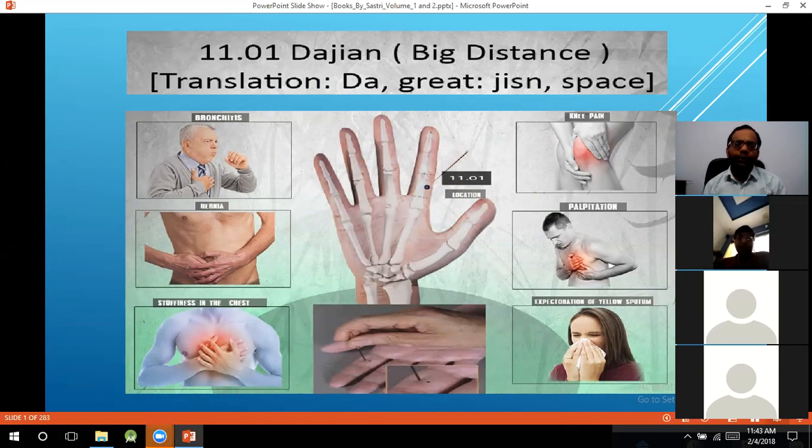So 11.01 is a very important point, and it deals with great distance space. It is called Dajian. So Da means great and Jian means space. So when you speak about the Dajian, it says 11.01. It is a point over here.